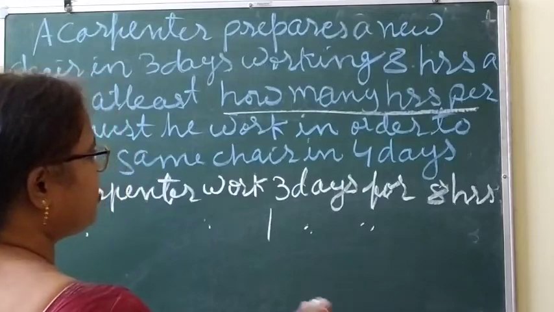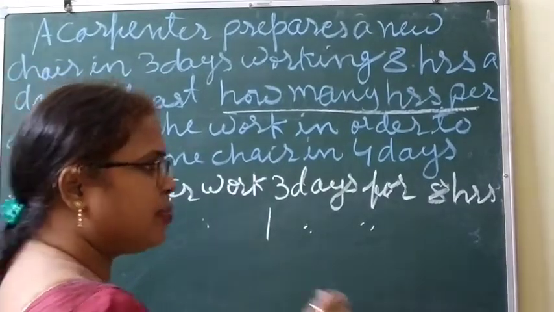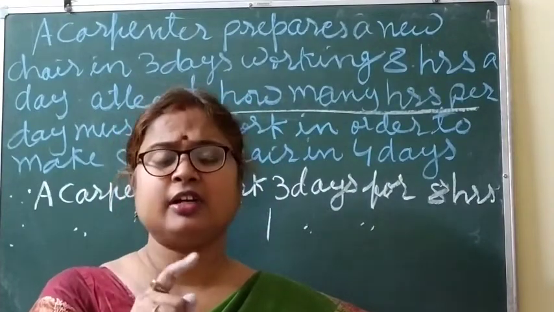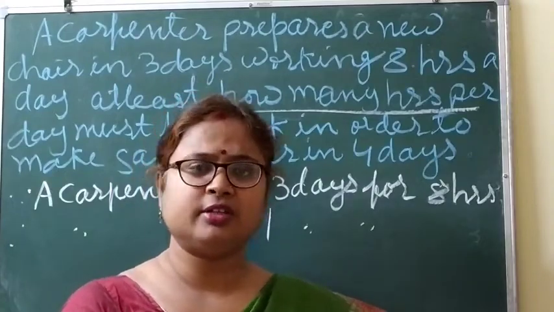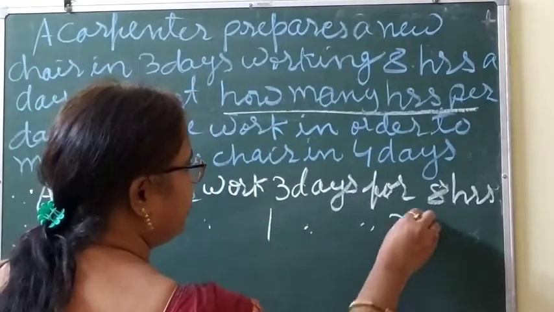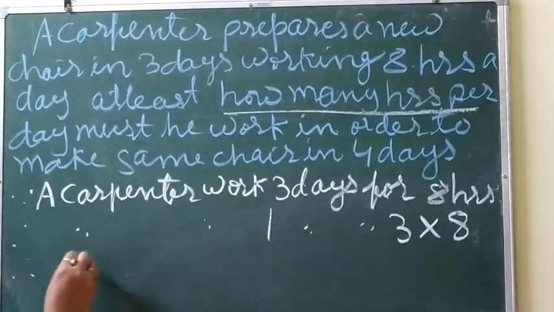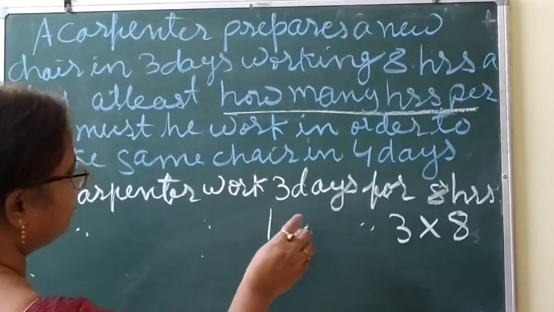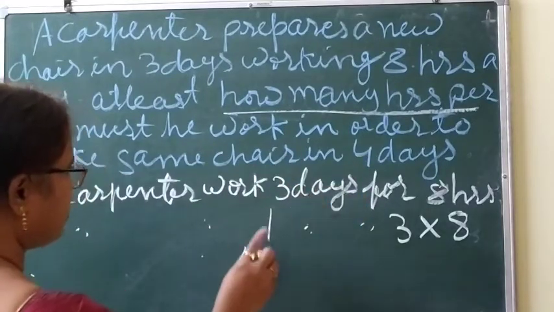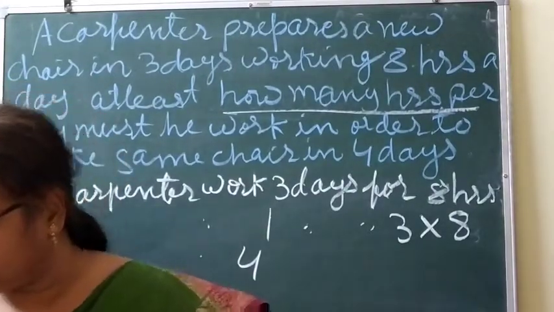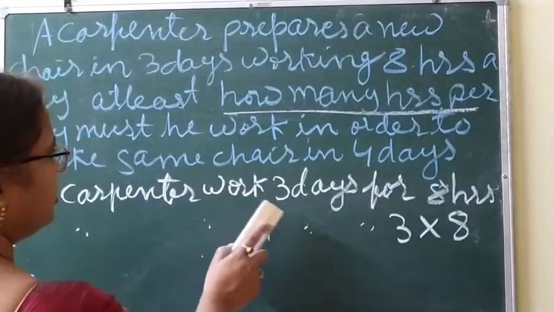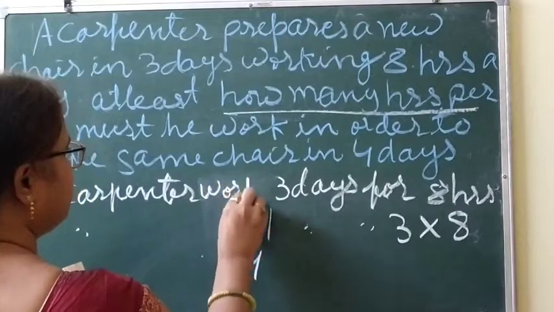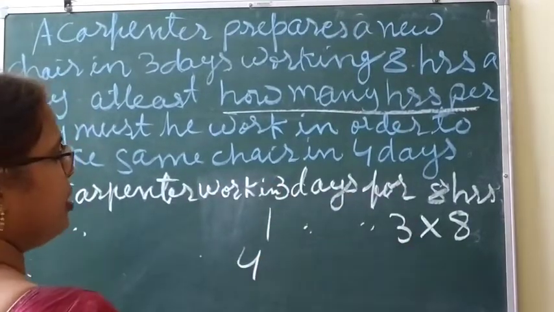It will take more or less? It will take more hours. If the carpenter has to make that chair in 1 day, then of course he will take what? He will take more hours to complete the work. So for that we will multiply. So 3 into 8. And therefore a carpenter works for how many days? 4 days. Here you can write, a carpenter works in 3 days for 8 hours.